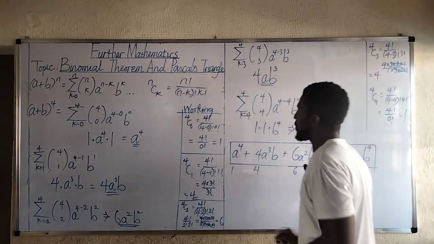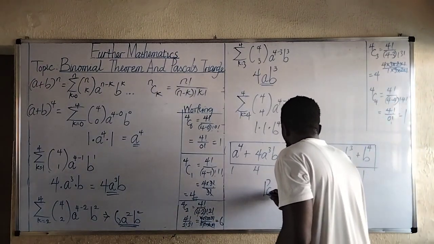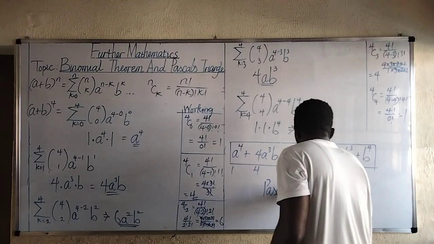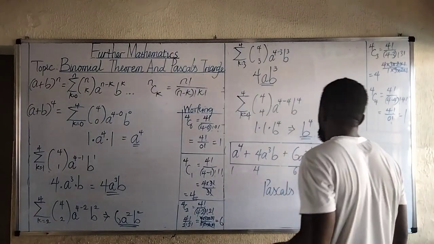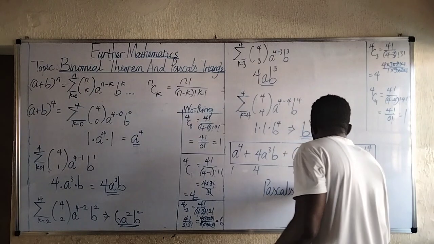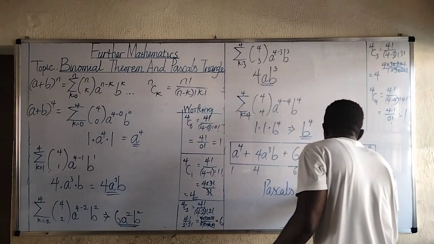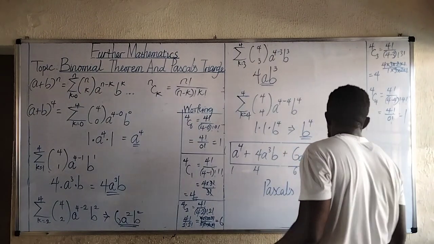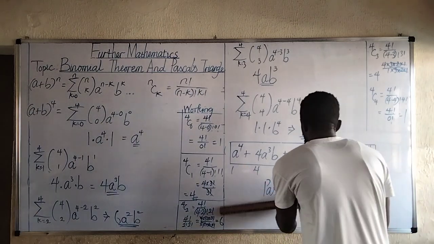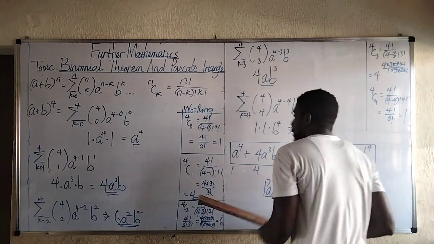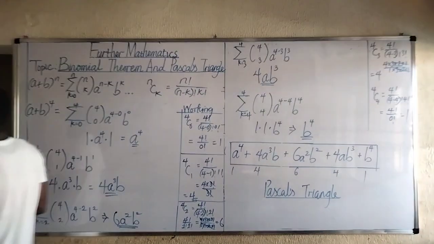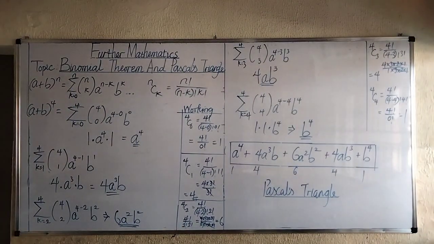Alright, next we have Pascal's triangle. We want to use Pascal's triangle to get the coefficients of a binomial expression. Okay, we are also going to generate the triangle after this definition. Alright, so far so good. We have covered the definition of the binomial theorem.